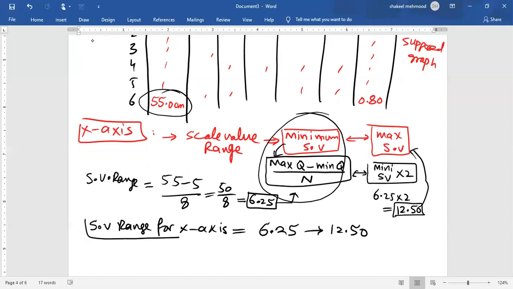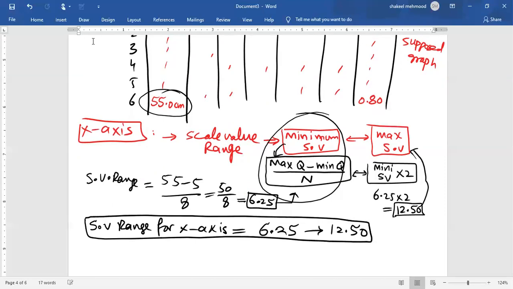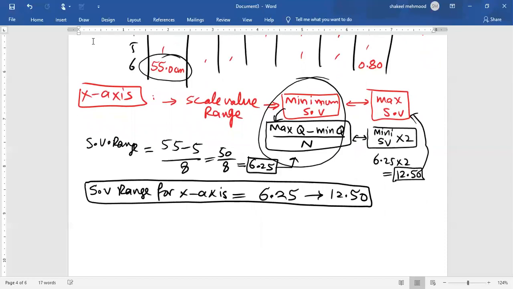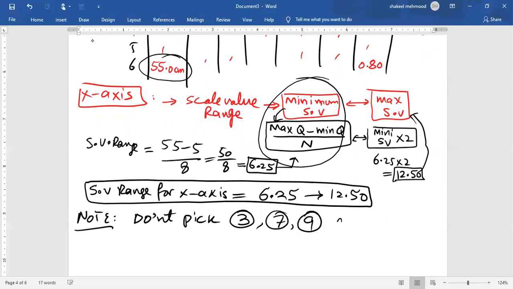It means you can choose any number between these that will represent the value of one big square. But one important thing is over there, that don't pick 3, 7, 9 as scale value, right? You can pick other numbers.